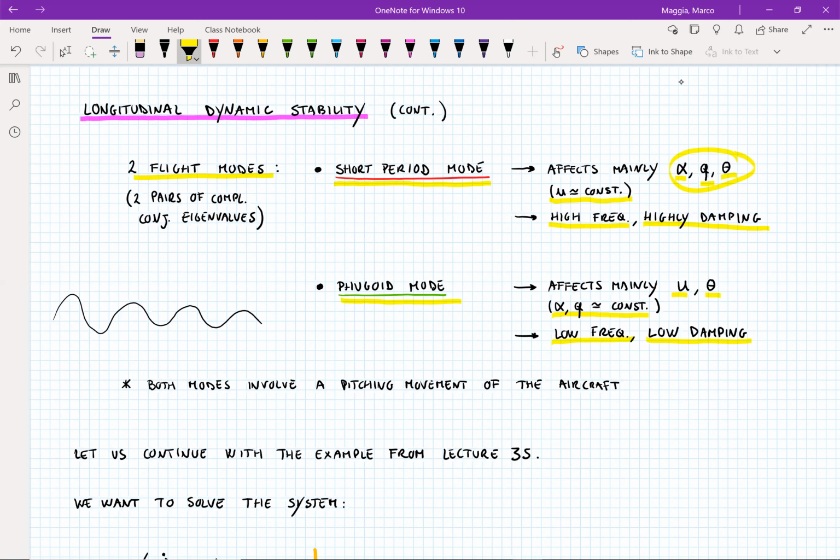And as I said here, both of these modes involve a pitching movement of the aircraft. Whereas the phugoid mode is quite obvious because you would go up and down for several hundreds of meters, the short period mode dies down in just a few seconds. So probably you wouldn't even feel that.